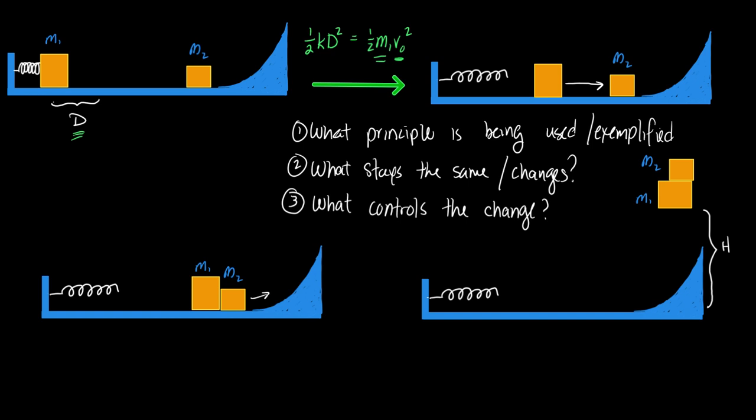What controls that change? So in this one, we know that energy is being conserved. So the energy before the spring is released equals the energy after the spring is released. What's staying the same? The energy is staying the same. What's not staying the same? Well, momentum's not staying the same. The block's acquiring momentum. It's also acquiring a velocity. What controls that? The spring constant controls it, the amount that we pull the spring back controls it, and the mass of the block controls it.